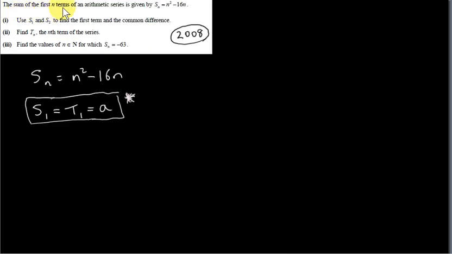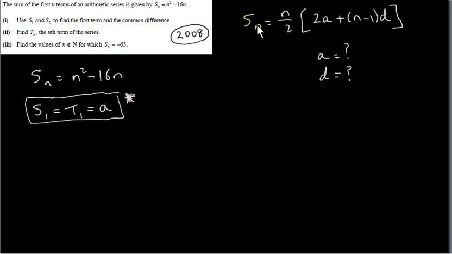The sum of the first n terms of an arithmetic series is given by S sub n equals n squared minus 16n. Use S1 and S2 to find the first term and the common difference. We know from the first video that Sn, the sum of the first n terms of an arithmetic series, is given by n over 2 into 2a plus n minus 1 d. Now, we don't know what a is and we don't know what d is.